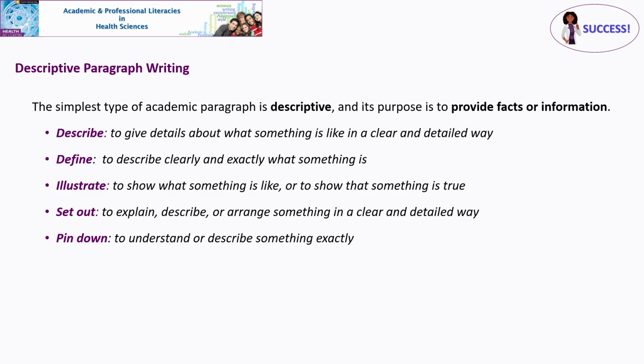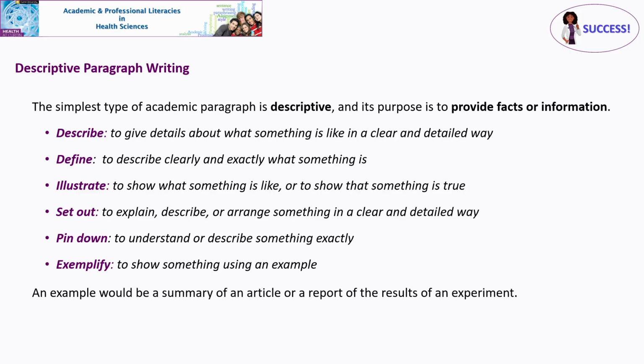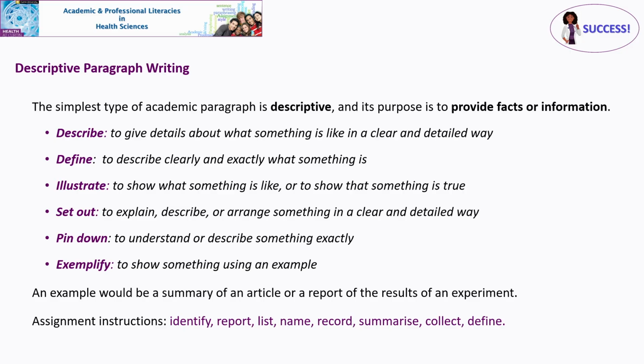It pins down, focuses on what something exactly is, and exemplifies, so provides an example. For example, a summary of an article or a report of the results of an experiment. And the kind of words that you would read in association with a descriptive paragraph are identify, report, list, name, record, summarize, collect, and define.